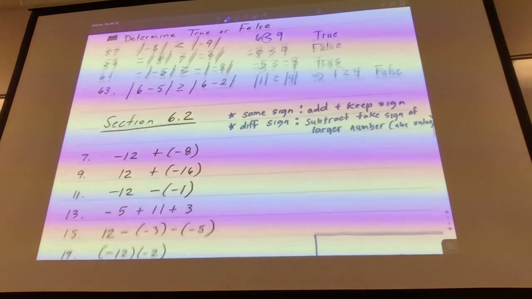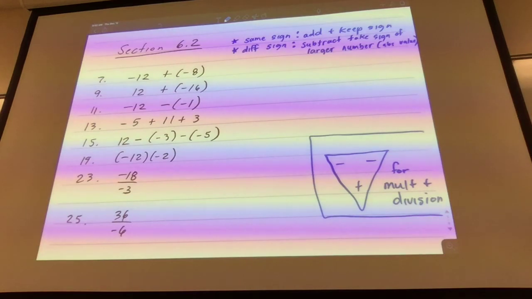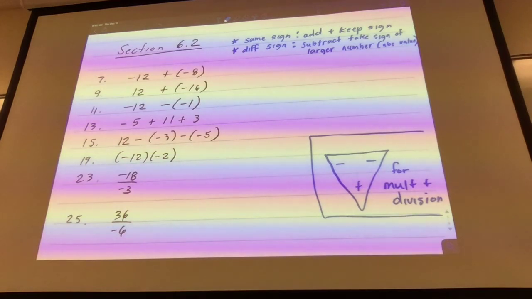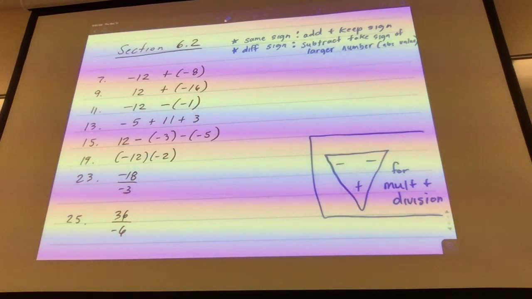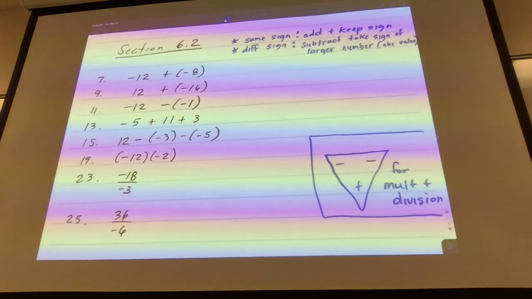So this next section we're going to move to is section 6.2, and this one, if anything, is going to be the one that takes us the most time. Before we start working the examples, I want you to take a few minutes. These are our rules. If you have the same sign, you add and keep the sign. If you have different signs, meaning one's positive and one's negative, subtract and take the sign of the larger number, which basically means the absolute value of the larger number. The top, with the stars, is your rules for adding and subtracting.